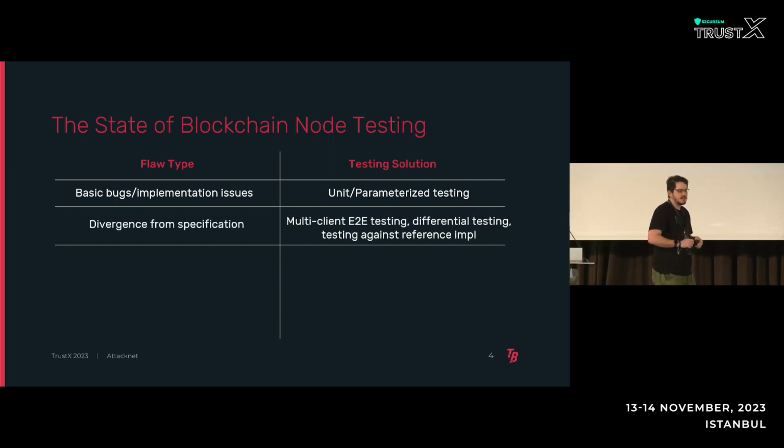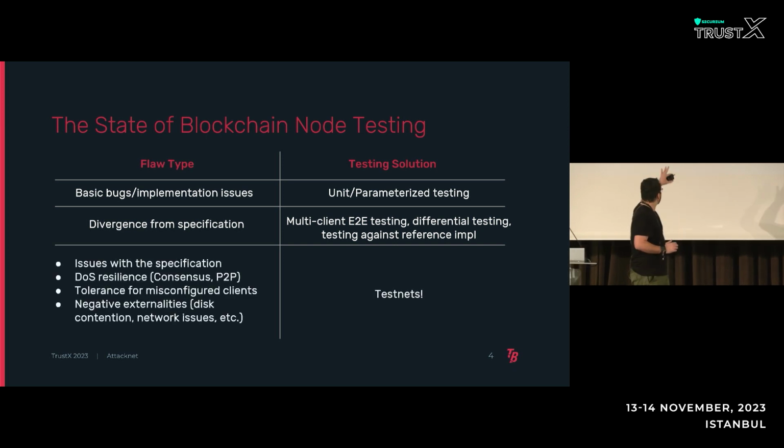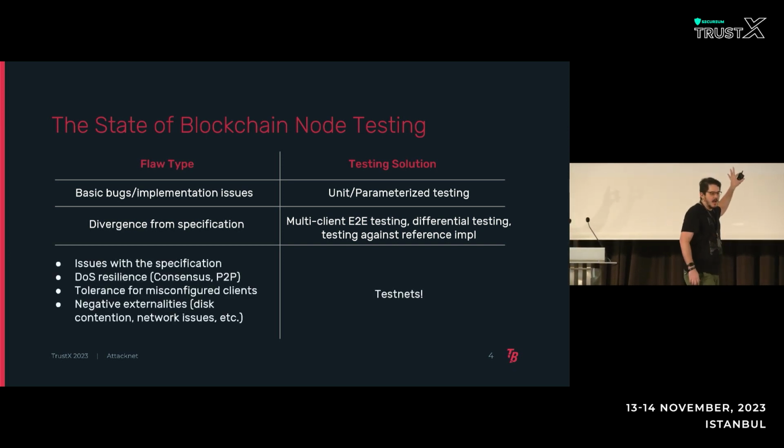But blockchain nodes also tend to have a specification, which is very helpful for more advanced testing. There are multiple clients in Ethereum, so you can do differential testing. You can test two clients on the same network and find bugs in either client, and that's really, really powerful. And finally, we have a bunch of real-life issues.